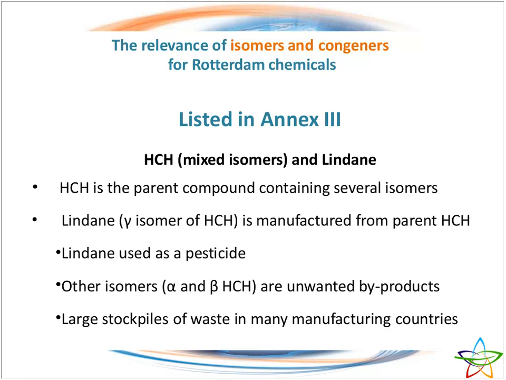The gamma, as Rainer said and we'll confirm here, is actually the lindane, which is a pesticide used mainly for lice. Other isomers are the alpha and the beta isomers. These are byproducts, as was mentioned also by Rainer. When the gamma isomer, the lindane, is manufactured, we do get byproducts. Those byproducts are the alpha and the beta. And the problem, since we deal with trade, is that there is a large number of stockpile waste in many manufacturing countries, which could affect the environment.